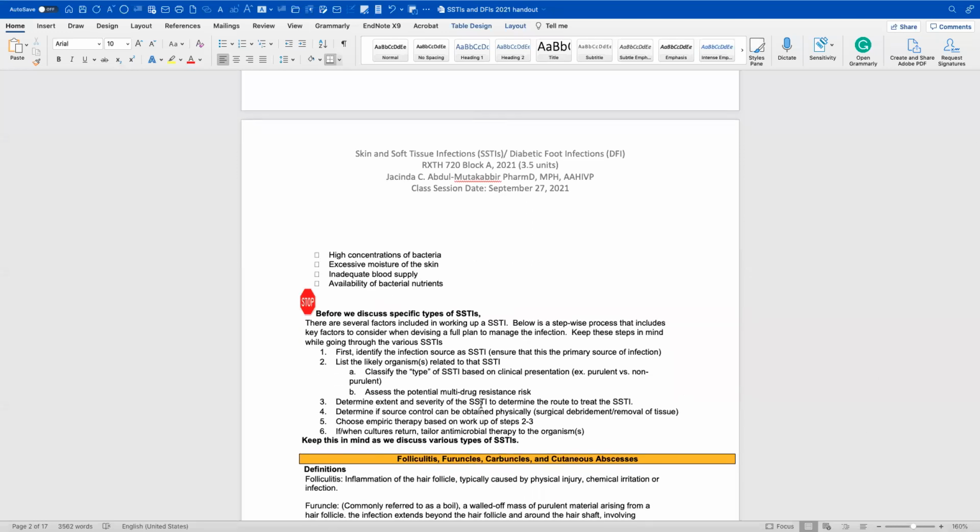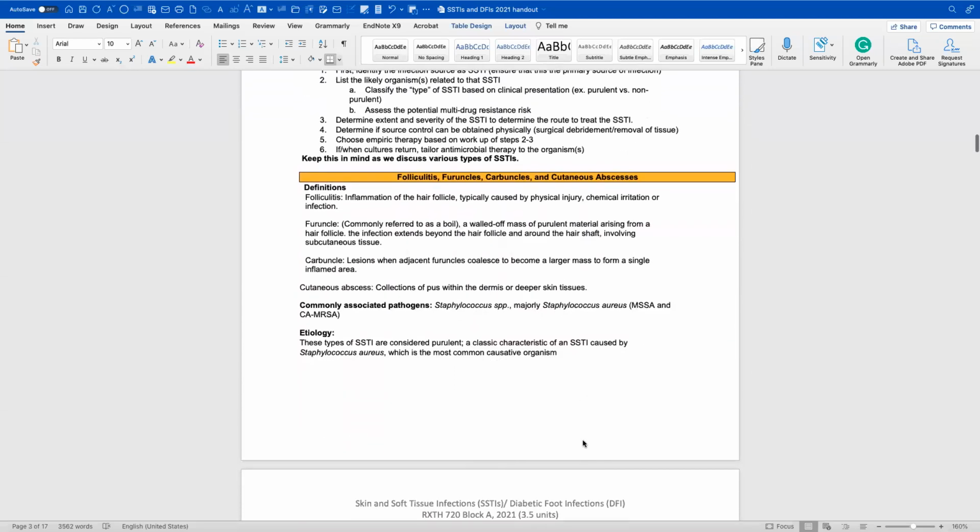So we want to choose the empiric therapy based on the workup of steps 2 through 3. And then if and when cultures return, we want to make sure we tailor our antimicrobial therapy to the specific organism that is causative. So we want to just keep these steps in mind as we work through these different types of SSTIs.